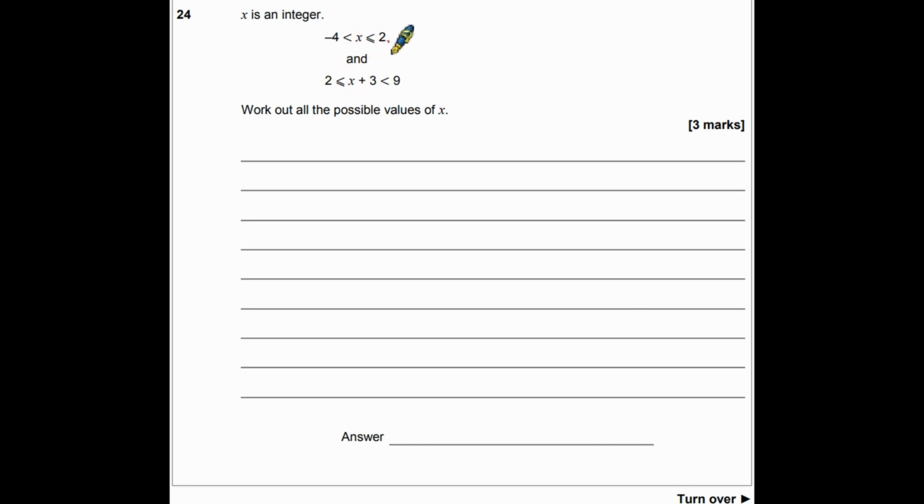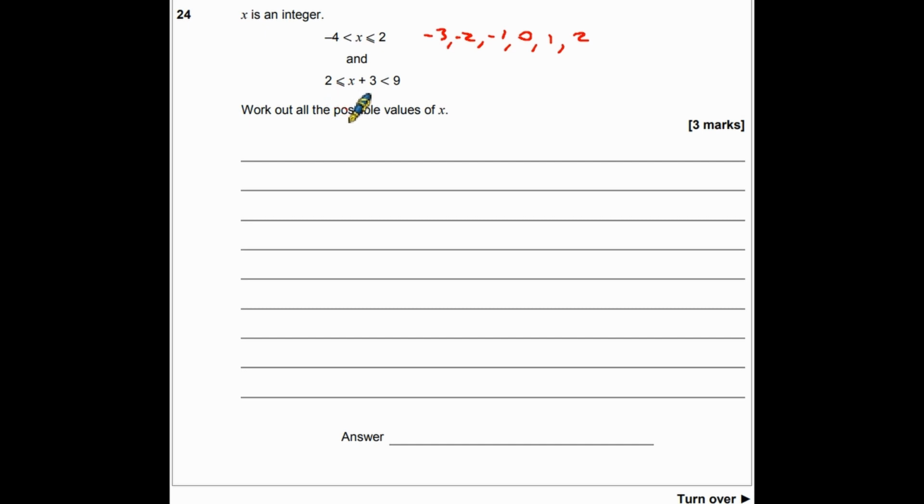So let's have a look at the first one. We're told first of all that x is greater than minus 4, so it can't be minus 4, but it could be minus 3 and minus 2, and let's continue, minus 1, 0, 1. And if we look at this, it is smaller or equal to 2, so it could also be 2.